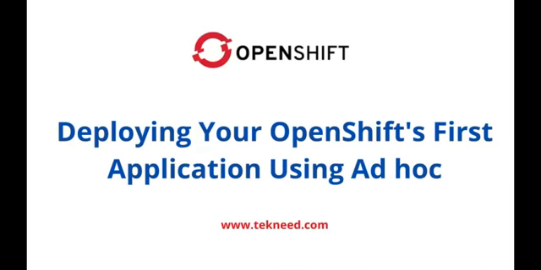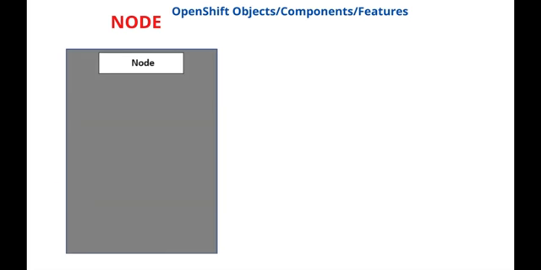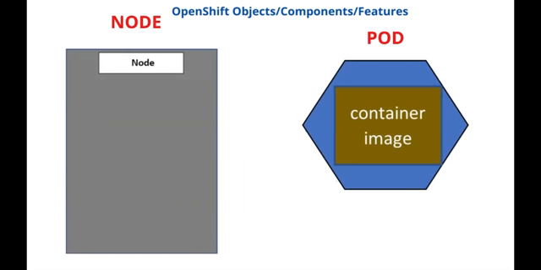Hi everyone, Victor here again, and I welcome you to this chapter, which is deploying your first application on OpenShift using ad hoc. In one of the previous chapters, we learned about some Kubernetes and OpenShift components and features such as node, pods, and etc.